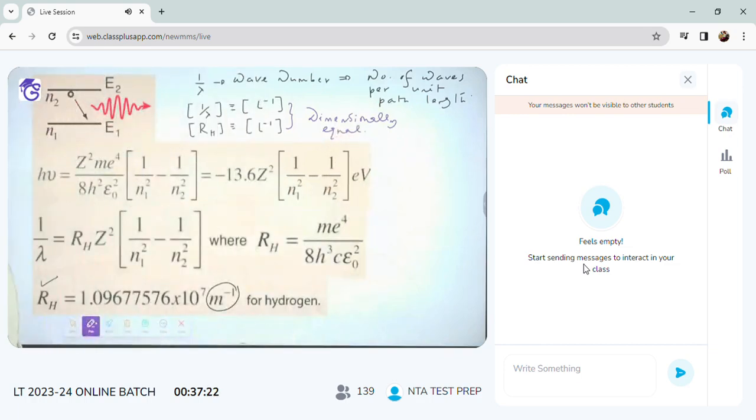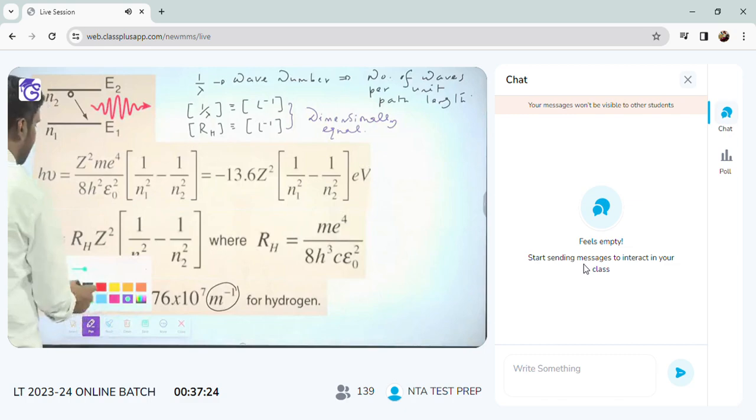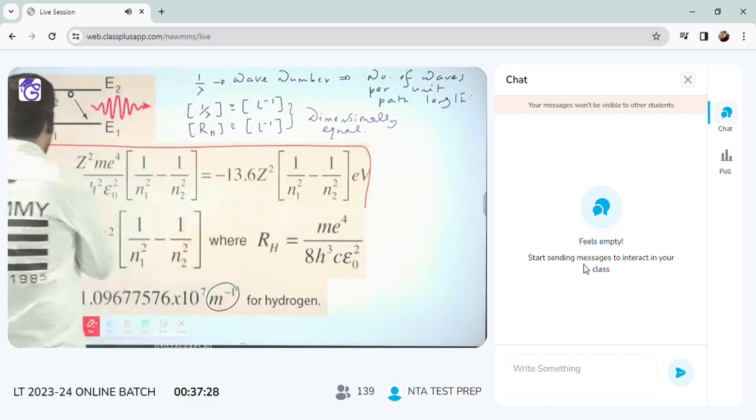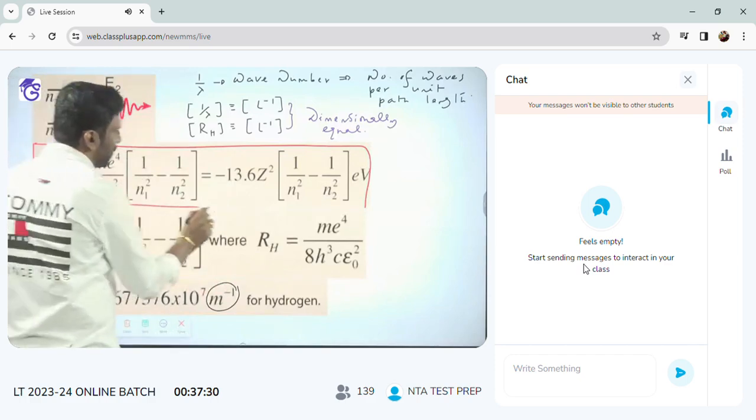They are dimensionally equal. And this is the most important equation that we are supposed to remember. I hope all of you remember. So I'm not going much into this equation. We will just solve questions from here.